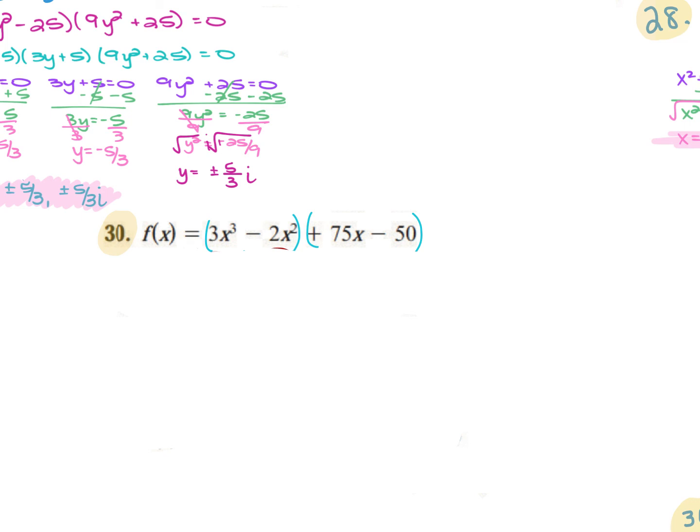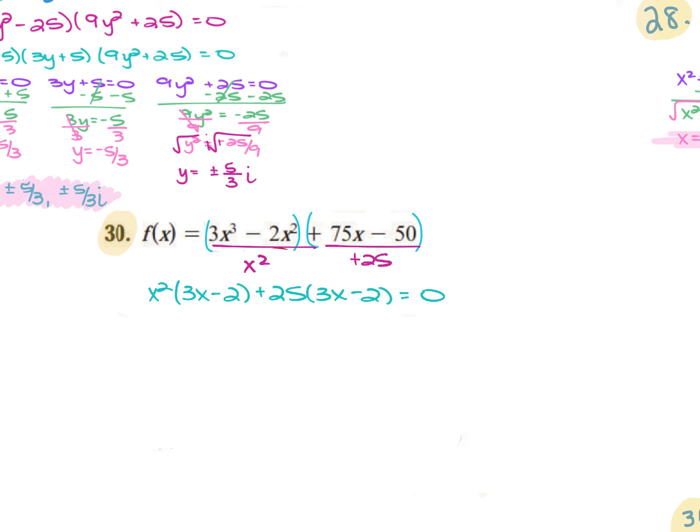So we're going to factor out from the first set of parentheses the greatest common factor, which is x squared. From the second set of parentheses, your greatest common factor is a positive 25. So this is going to get rewritten as x squared times 3x minus 2 plus 25 times 3x minus 2 is equal to 0. Remember, when you factor out your greatest common factor, what's left over in the parentheses is literally what's left over after you factor out that greatest common factor.